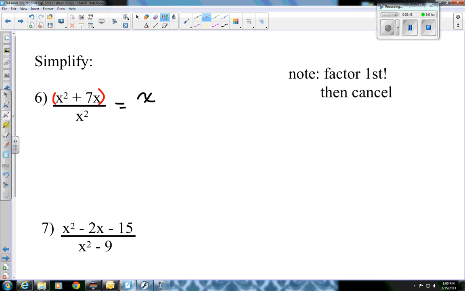Okay, so I'm going to factor. So an x, what's left? X plus 7, all over x squared. Okay, so I have an x in the top and x squared in the bottom. X plus 7 over x. Yep, so I subtract my exponents, 2 minus 1 is 1, so this is going to be x to the 1. I now have x plus 7 over x, so be careful.